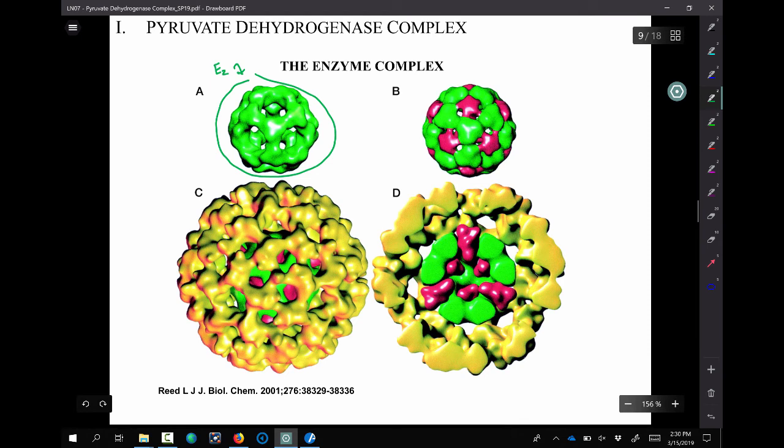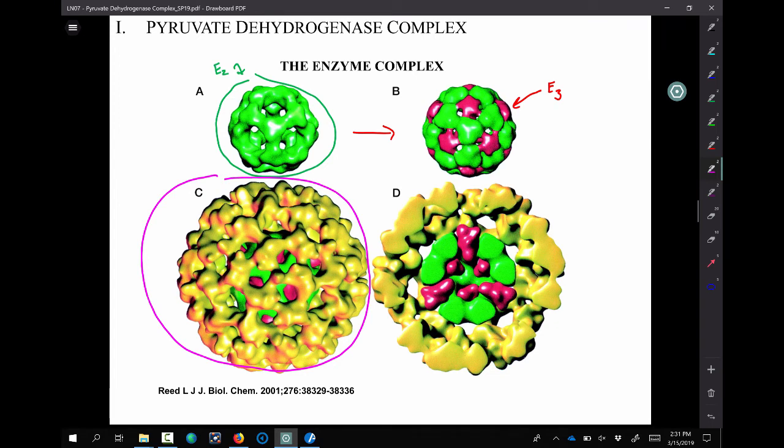Now, truly, this does look like a soccer ball, right? You go over here and they put these little red things in it, and it looks like a soccer ball. That red that you're looking at is E3. And then if you come down below here, surrounding the soccer ball is another ball, a ball of yellow. And the ball of yellow is E1.